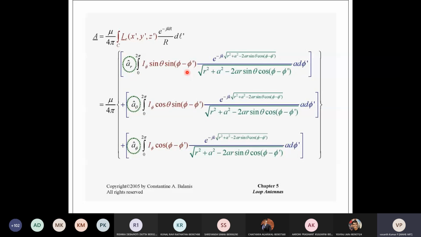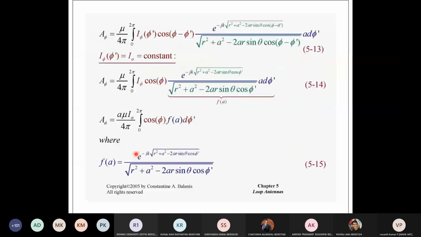So from 0 to 2 pi. What is the variable here? Phi dash is the variable. Small r, small theta, and small phi are constant. Phi dash is the variable. So you have these three terms: A r, A theta, A phi. Is it fine? Okay.